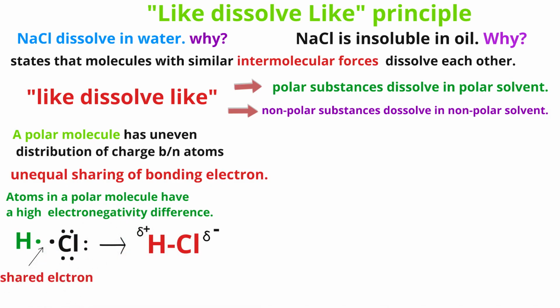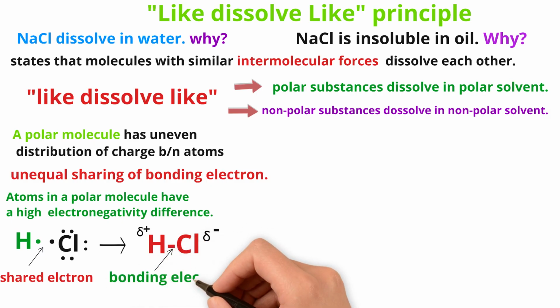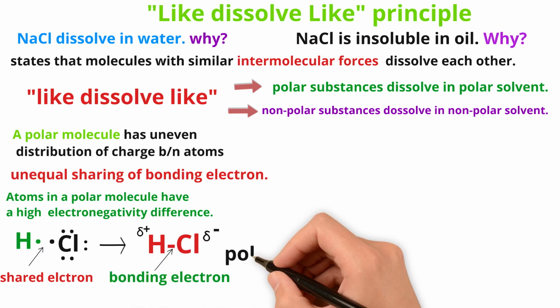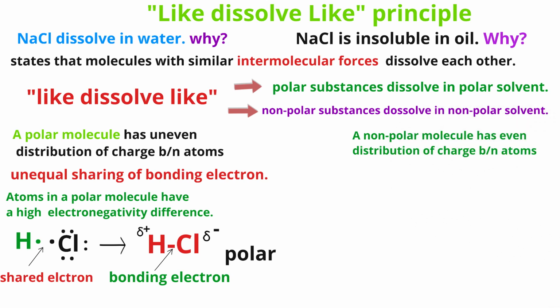Since chlorine is a more electronegative element than hydrogen, it attracts the bonding electrons toward its nucleus. Because of this, chlorine carries a partial negative charge, but hydrogen carries a partial positive charge. Therefore, HCl is a polar molecule.